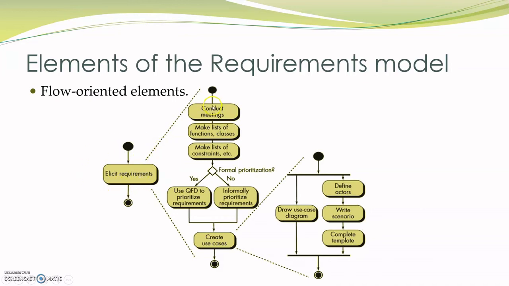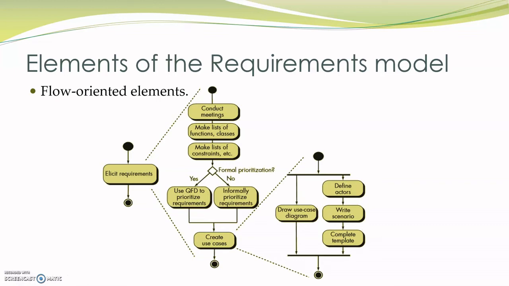Then we conduct meetings, make a list of functions or classes, and make a list of constraints. If the prioritization is set, we send it to QFD to prioritize requirements. Otherwise, we informally prioritize the requirements. After prioritizing, we create use cases. By drawing a use case diagram, we define actors, write scenarios, and complete the template. This is how a UML activity diagram for eliciting requirements looks.